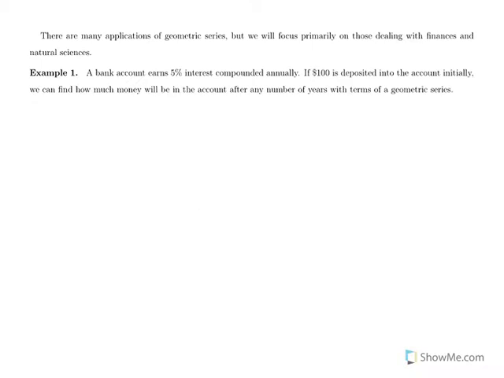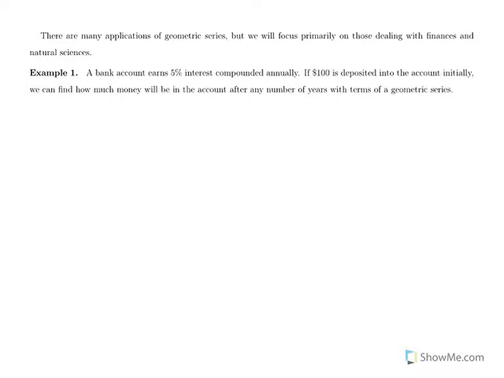All right, so we're going to be focusing on finances in this video specifically. So first, let's think about a very generic kind of thing, and that is a bank account earns 5% interest compounded annually. If $100 is deposited into the account initially, we can find how much money will be in the account after any number of years, thinking in terms of a geometric series. We're going to think in the next slide about how to deal with geometric series as a total. So let's think about just how these accounts work. That's going to help us for the rest of this video.